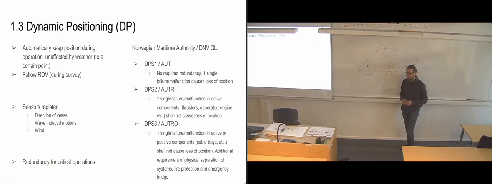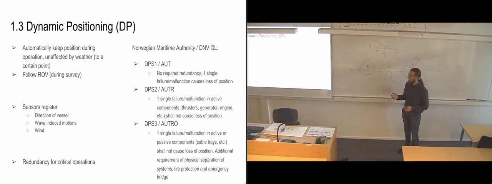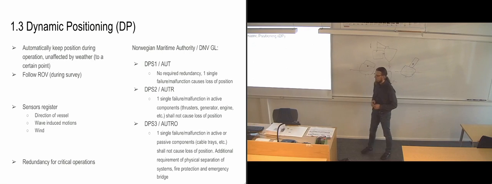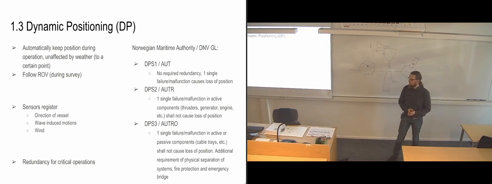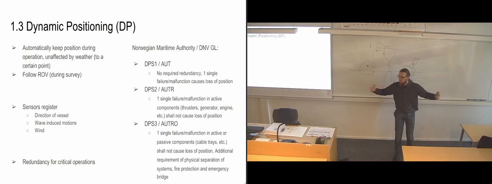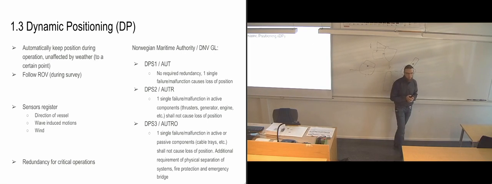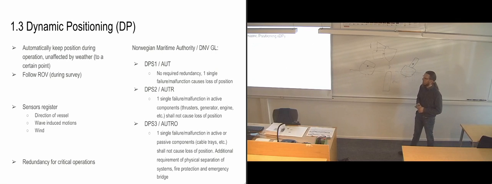So the DPS3 system requires quite a lot when you're designing and manufacturing the ship. There's a lot more weight due to having two of absolutely everything for the DPS system, and also having extra fire protection and physical separation and an emergency bridge. There is suddenly quite a lot of space needed for this. So a DPS-3 system usually requires a bit larger vessel. So you can't have it on the smaller vessels.